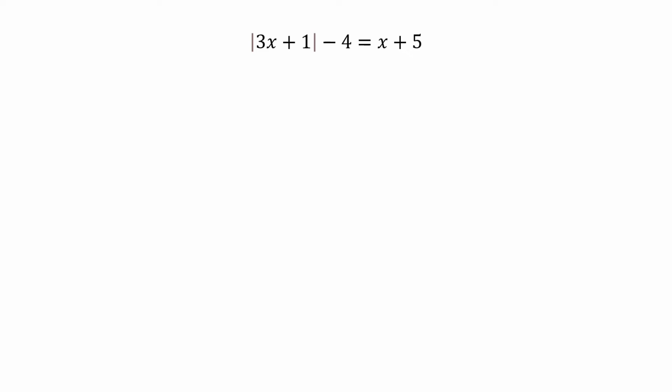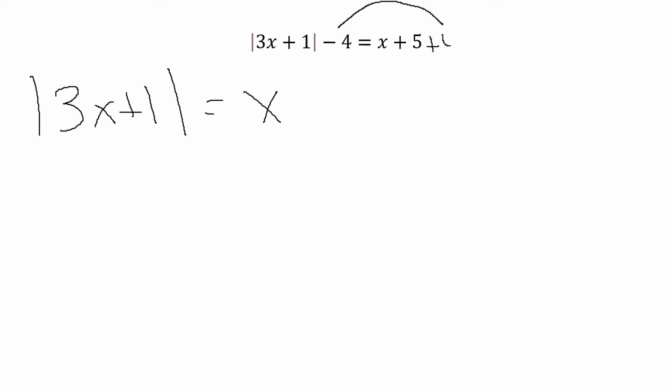So get my absolute value by itself. I'm going to take my minus 4 and move it over here, and I'm going to have x plus 9. Now this is where this can get a little bit weird, because before I only had one thing on the right side of my equal sign, and so I could just change the sign of that one thing. I still have to have one positive answer and one negative answer. So let me show you.